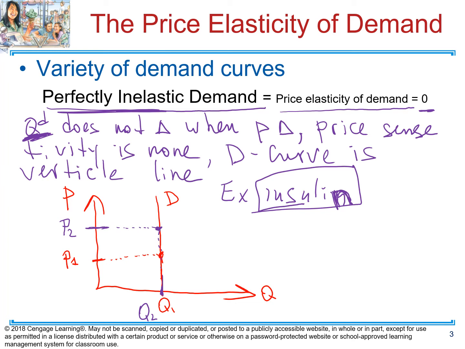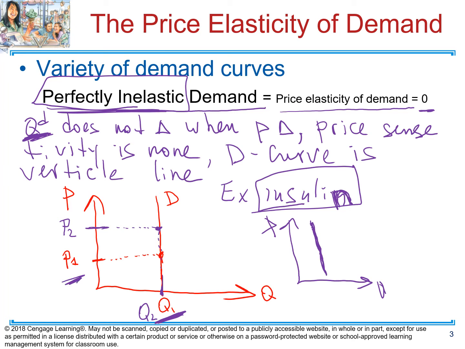Guys, in reality, if you take the demand for insulin, it's going to have just a little bit of incline. But that percentage change in quantity demanded is going to be so small that it's not even worth putting it as inelastic demand. They say, well, this is a great example of perfectly inelastic demand. So quantity demanded does not change when the price of the product is changing.